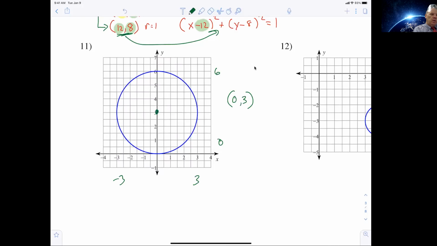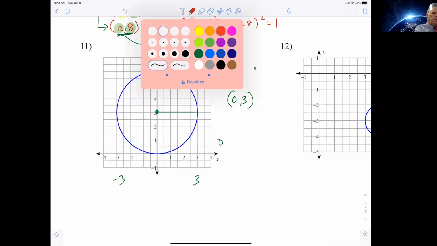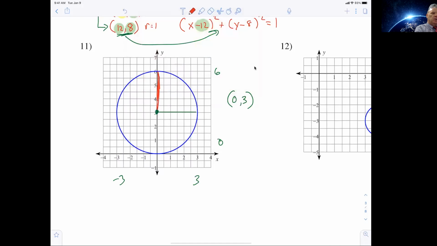And then from 0 to 3 gives me a radius of what? 3, right? You could also go up and say from 3 to 6 is also what? 3, or left is 3, or down is 3. All right, but then just put the radius as 3. And so there we have x squared plus y minus 3 squared equals 9.